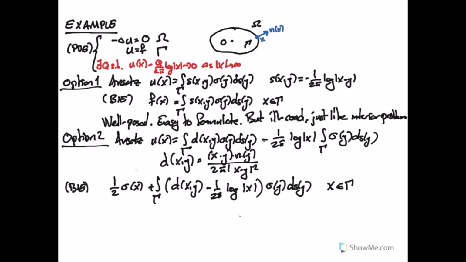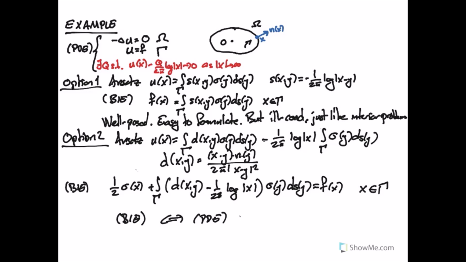So now the BIE is, in a strong sense, identical to the PDE. They both represent the same set of solutions, the same set of f's are permissible. I realized I forgot the data here. So this should be equal to f of x for x in gamma.